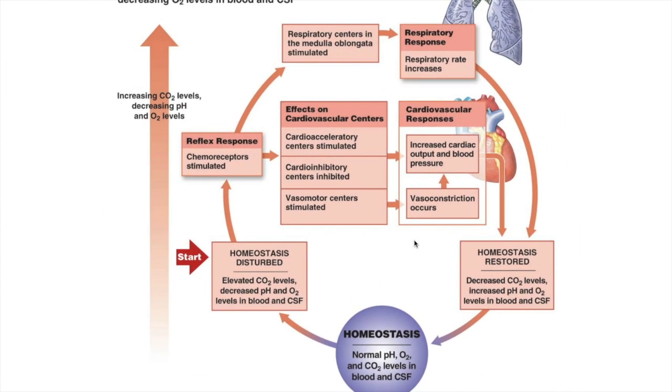Chemoreceptor reflexes respond to changes in carbon dioxide or oxygen or pH levels in the blood and the cerebrospinal fluid. So when the carbon dioxide increases or oxygen or pH levels decrease, the respiratory rate is going to increase, and the cardiac output is going to increase. This will decrease carbon dioxide levels, increase oxygen and pH levels, and bring the blood back to homeostasis.